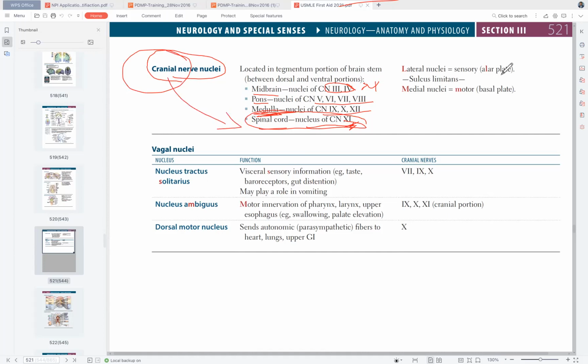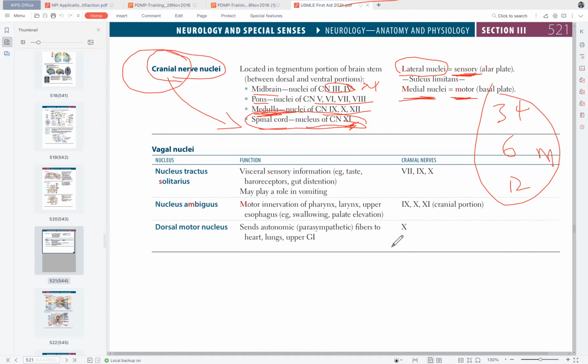Also, these are all new information in your book: when the nucleus is lateral, the function is sensory in nature, and when it's medial, from the middle, the function is motor. The middle ones are motor: 3, 4, 6, and 12. They are motor in nature, and the rest are sensory.